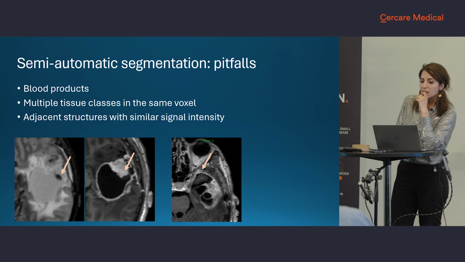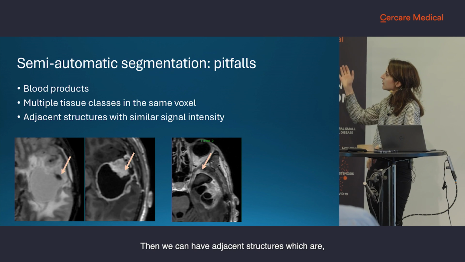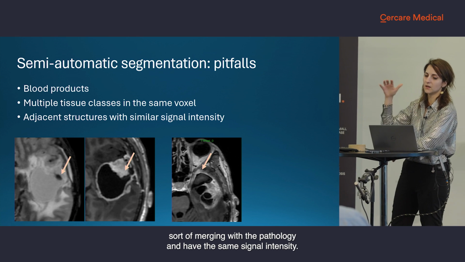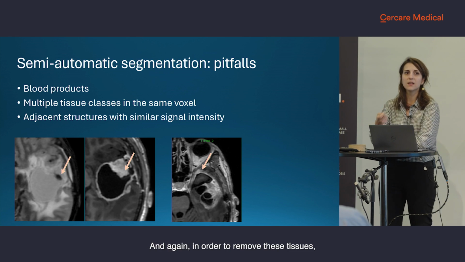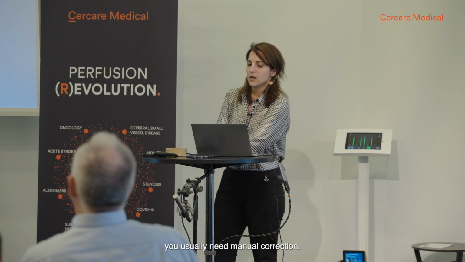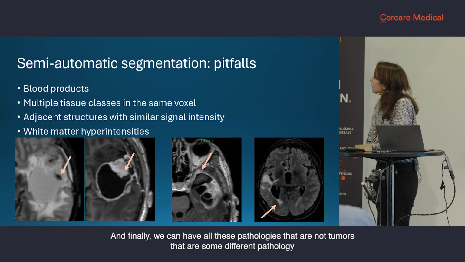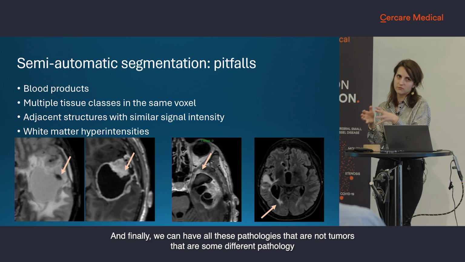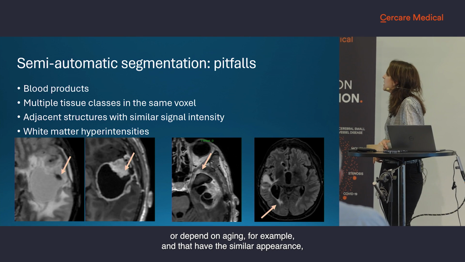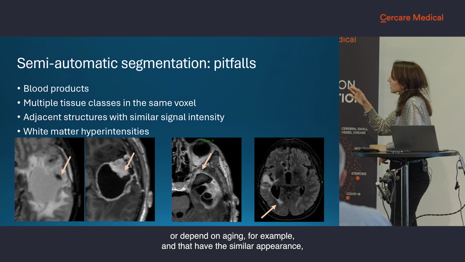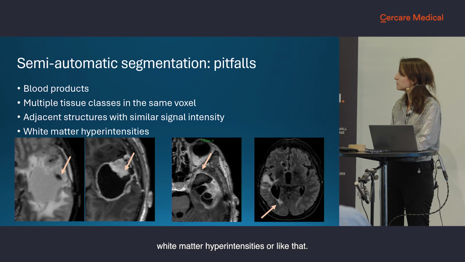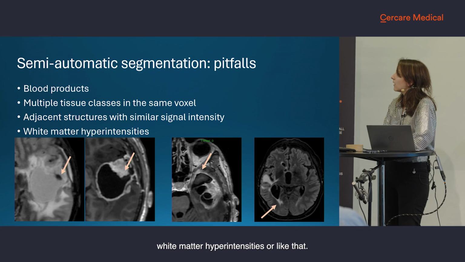Then we can have adjacent structures which are merging with the pathology and have the same signal intensity. And again, in order to remove these tissues, you usually need manual correction. And finally, we can have all these pathologies that are not tumors, that are some different pathology or depend on aging, for example, and that have a similar signal intensity as your tissue class. For example, white matter hyperintensities are like that.